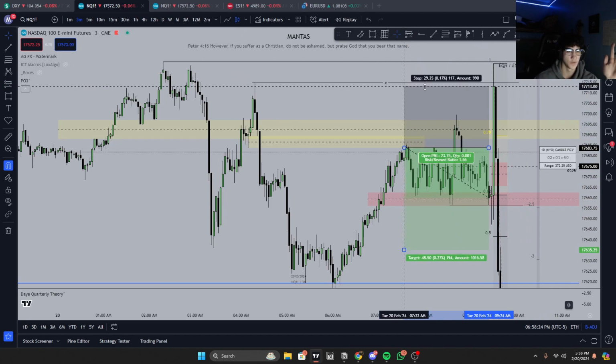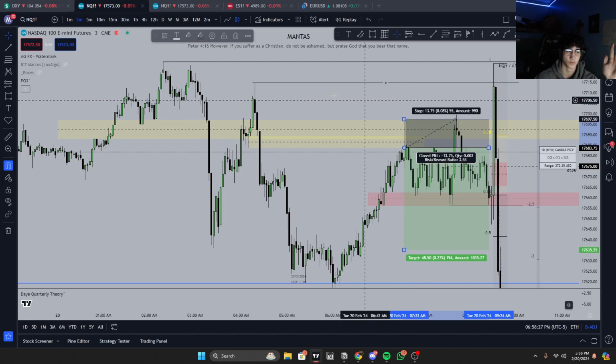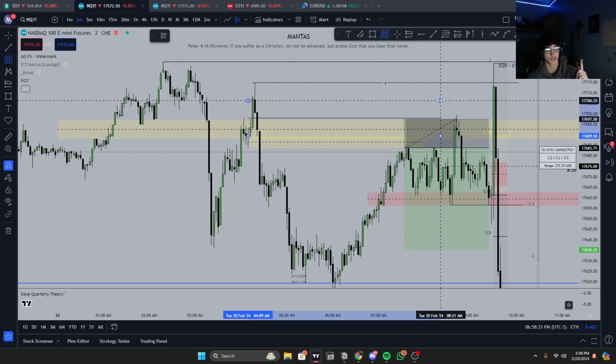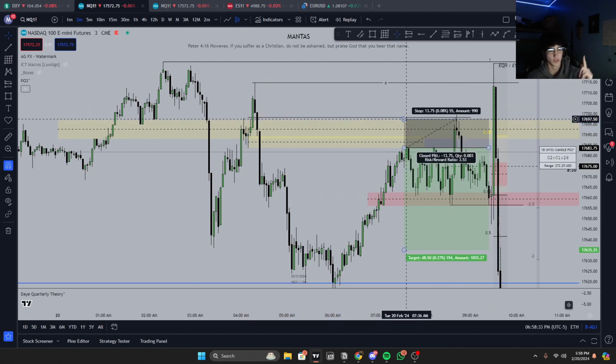Where would your stop be? I already said mean threshold of the order block. Oh, that's kind of hard for me to explain. Okay, if you know what an order block is, mean threshold is just the middle of it. Sorry about that if you guys didn't know. So just the middle of the order block.